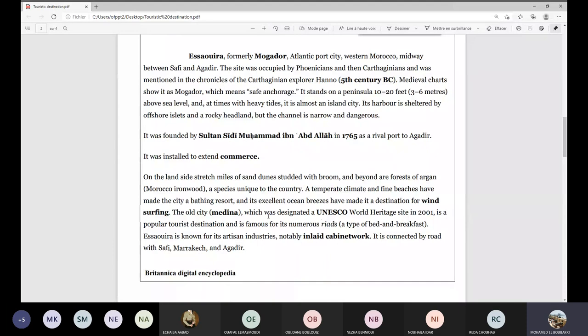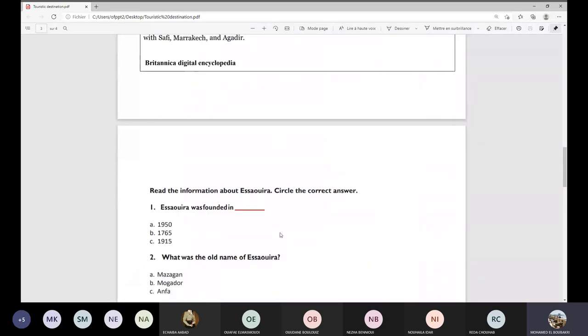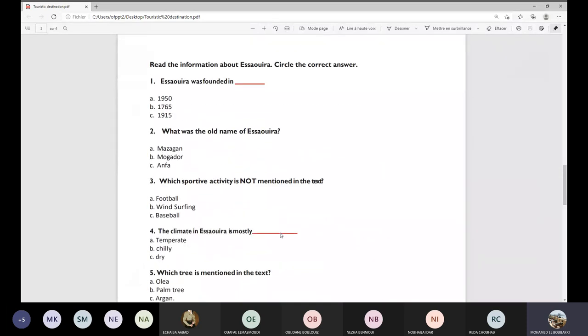According to the text, what do riads offer? Riads, of course, are old buildings renovated to be like hotels. What do they offer? Yes, it is B. It is called B&B, bed and breakfast. Good job. Let's consider these questions.